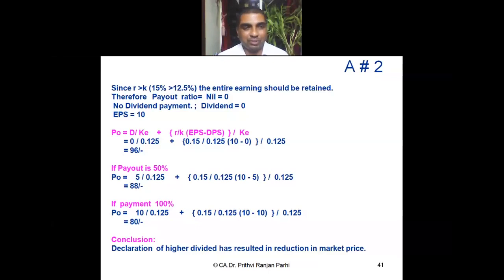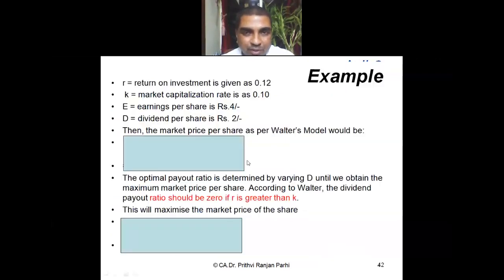If this is the kind of situation, don't pay any dividend, because without paying any dividend, prices are more. If you pay, then prices are less. Understood? So declaration of higher dividend has resulted in reduction in the market price. If I am declaring higher dividend, market prices are reduced.